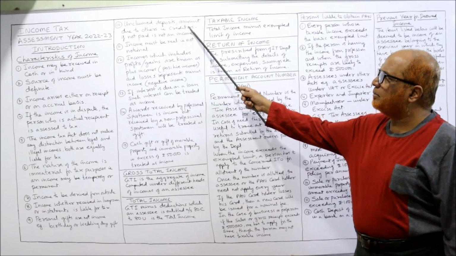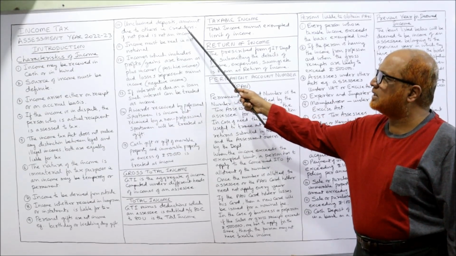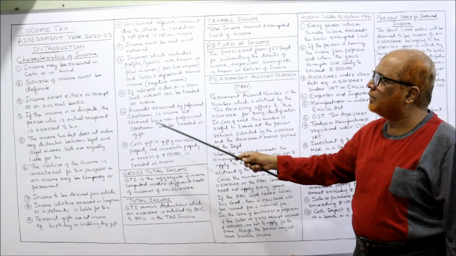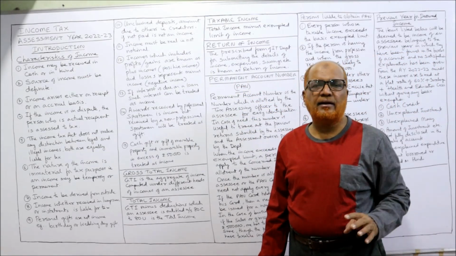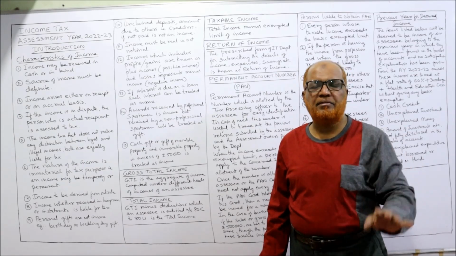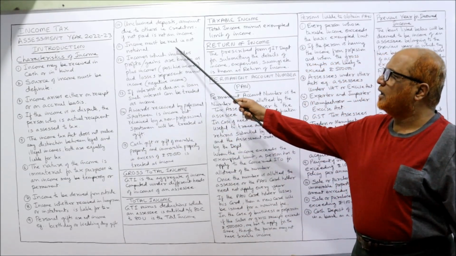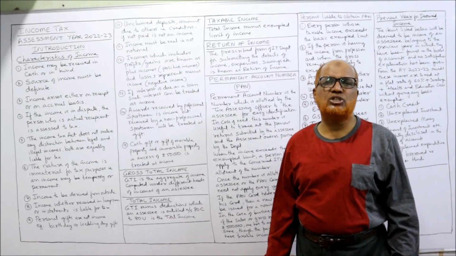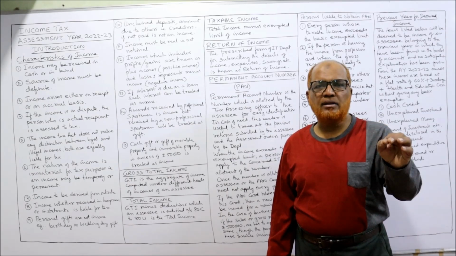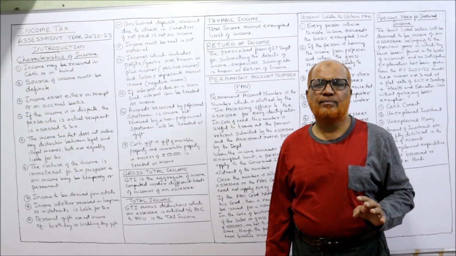Next one, unclaimed deposits, that is, amount due to others, that is creditors, which is not paid, is not an income. If the amount is not paid to the creditor, that will not be treated as an income. Income must be real, not notional. Notional means imaginary. Income should be received in the real sense.